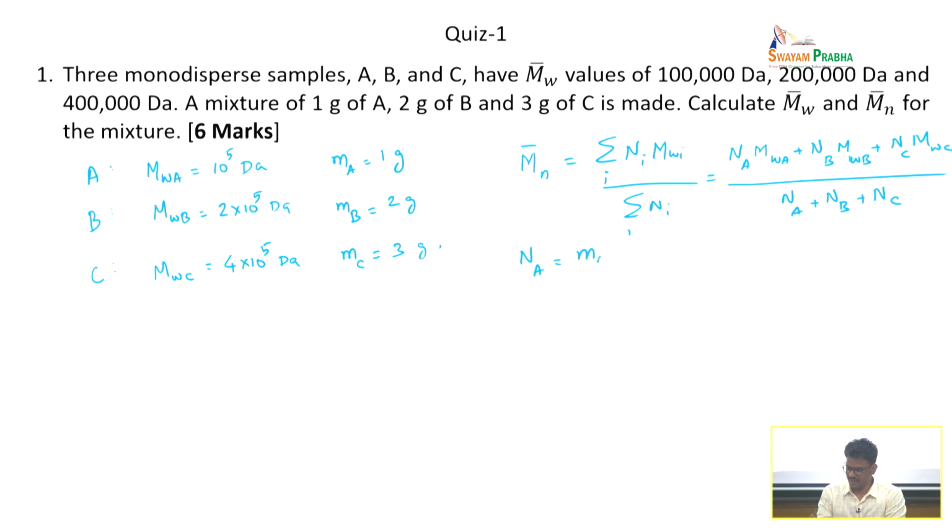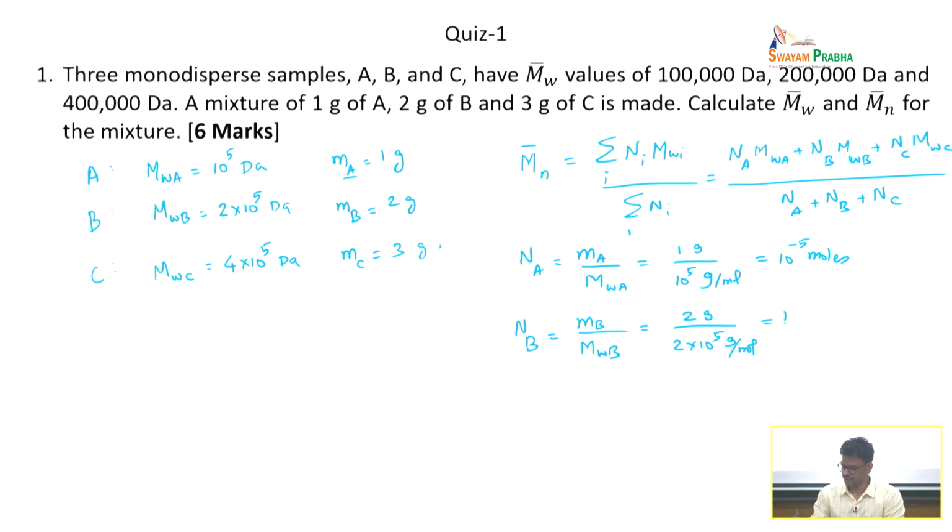So we calculate Na by mass of A divided by molecular weight of A. So mass of A is 1 gram, and the molecular weight of species A is 10 power 5 Daltons. Daltons is nothing but gram per mole. So basically you will get 10 power minus 5 moles. This is Na. Nb would be mass of B divided by molecular weight of species B. So this is 2 gram over 2 into 10 power 5 gram per mole. So this is also 10 power minus 5 moles.